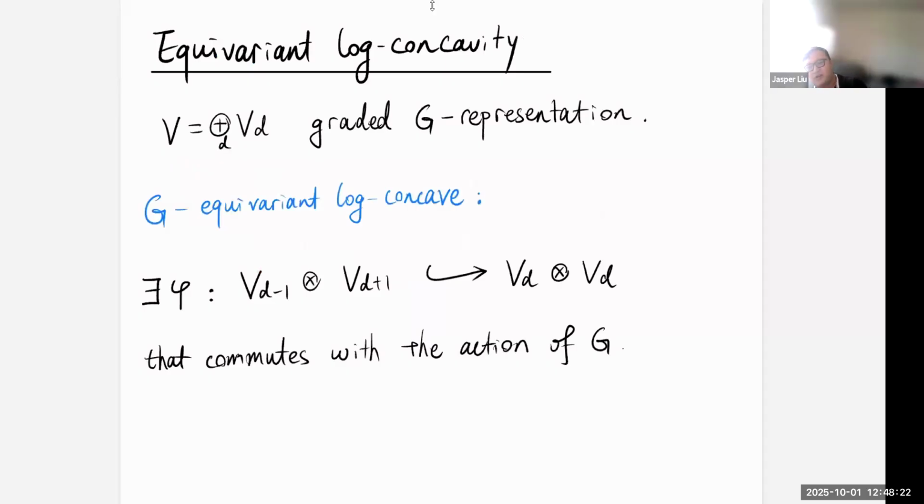There's also this notion of equivariant log concave. So if you have a graded group representation, we call it equivariant log concave if we have an injection from the degree d minus 1 part tensor the degree d plus 1 part to the degree d part tensor itself that commutes with the action of the group. So if this holds true, then it will actually imply the log concavity of the Hilbert series.